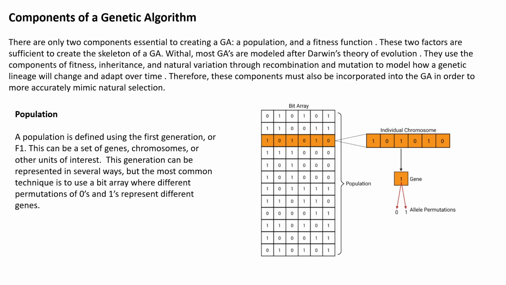And the most common technique used is a bit array, where different permutations of zeros and ones represent different genes, meaning different solutions.